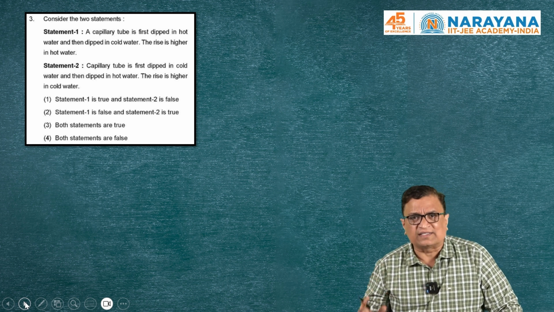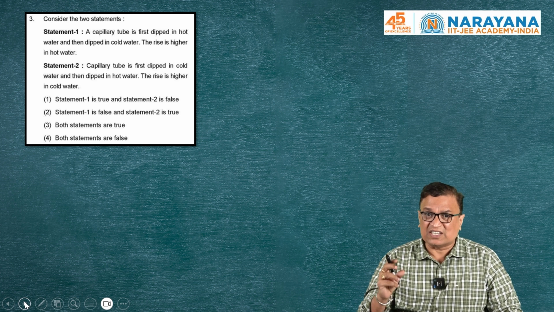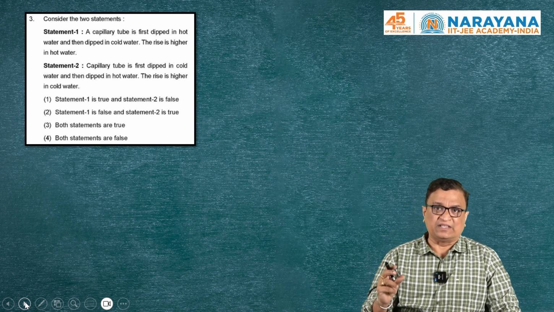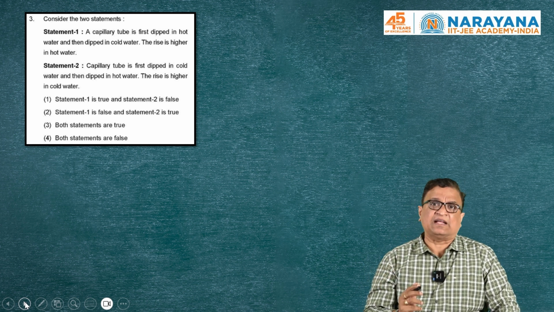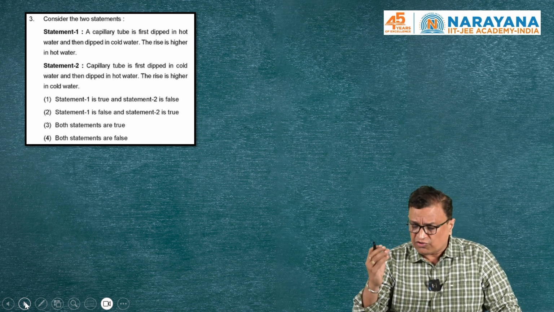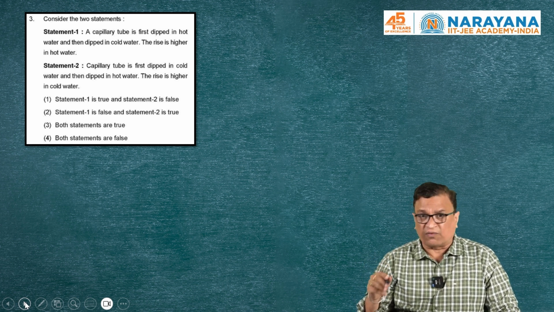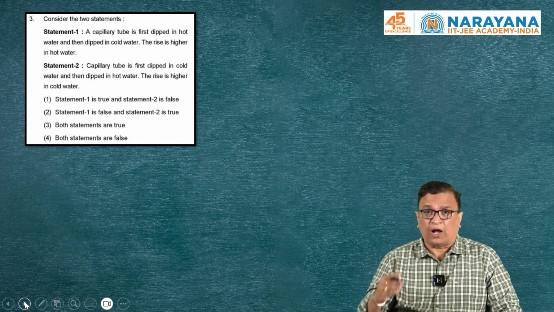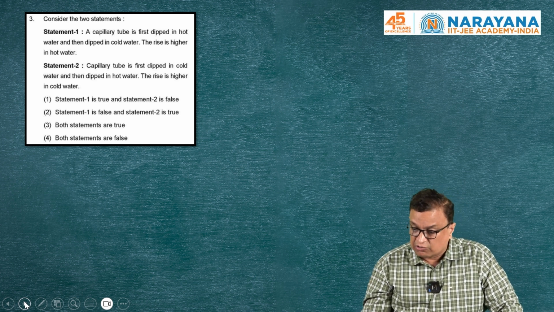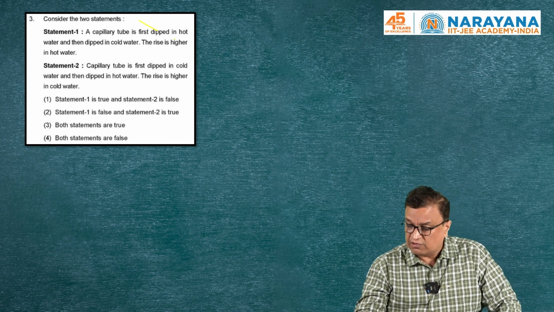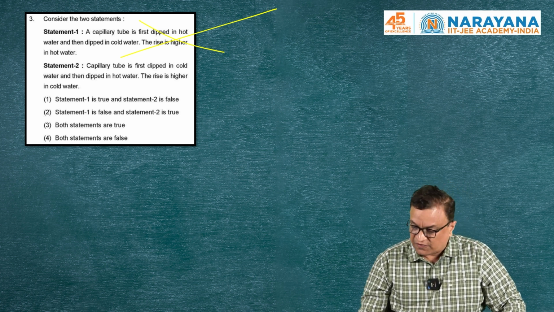What is the core understanding of this question? Please remember, in this particular case, surface tension decreases with temperature. So, height decreases with temperature. That's the actual meaning which you need to have to solve this particular question. Capillary tube is first dipped in hot water and then dipped in cold water. Obviously, you see that the rise is more than the previous case, but you said the rise is higher in hot water, which is a wrong statement according to me. So therefore, the first statement is wrong.